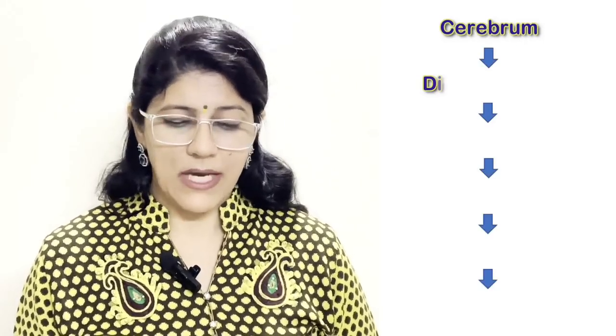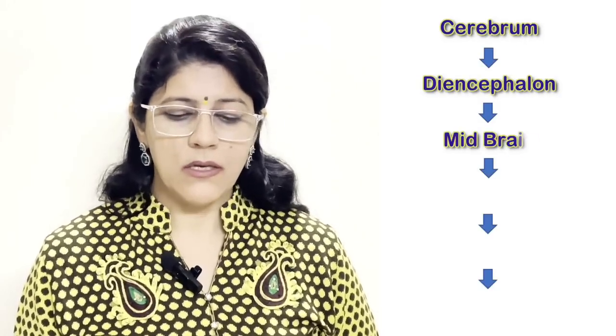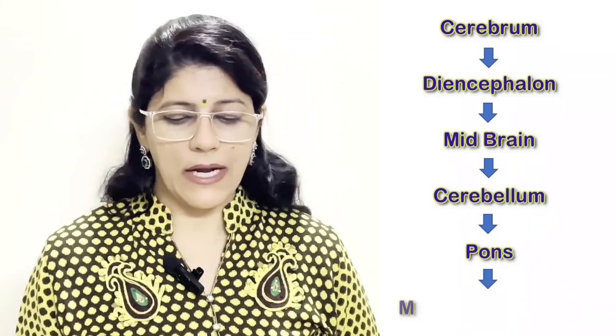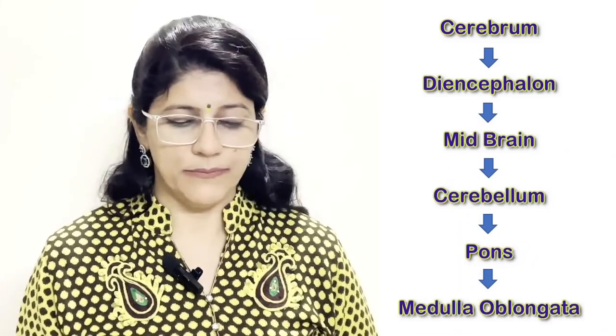Next is diencephalon, cerebellum, medulla oblongata, pons, midbrain and cerebrum. So starting with cerebrum, diencephalon, midbrain, cerebellum, pons and last is medulla oblongata.